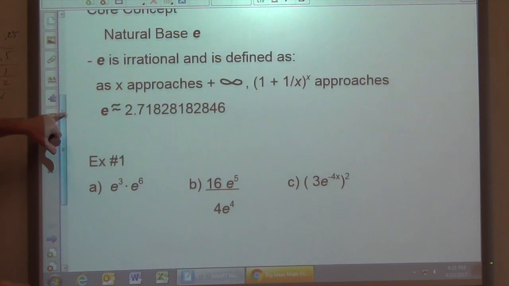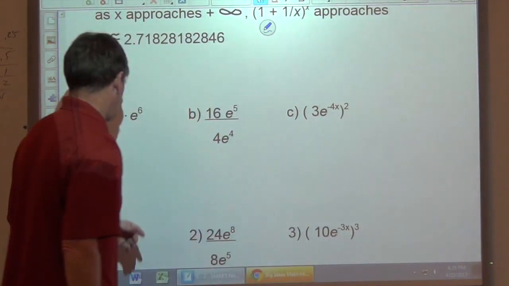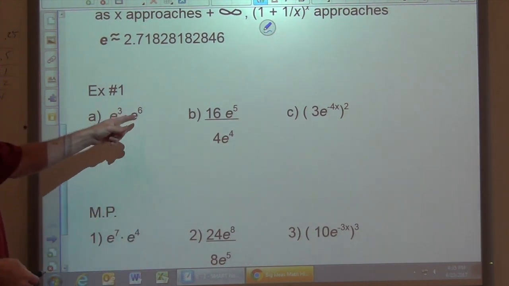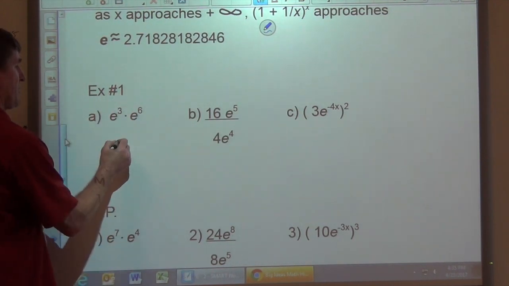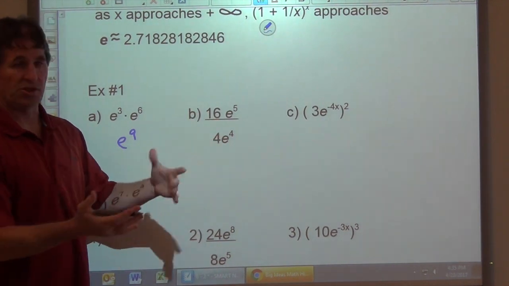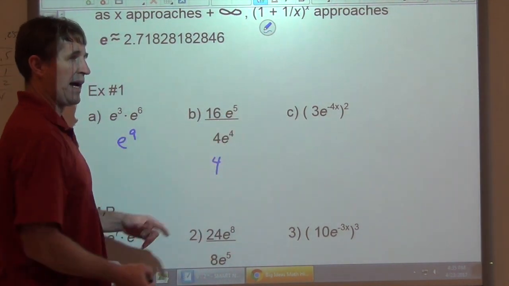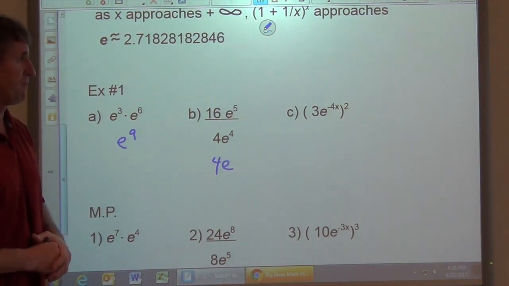So, the first part's going to be fairly easy for you. e is just like any variable. So e to the third times e to the sixth. Remember, if you have the same base, you add the exponents, and so this would be e to the ninth. If it's division, just divide the numbers. 16 divided by 4 is 4. When you divide with the same base, you subtract powers, and so that would be 4e.